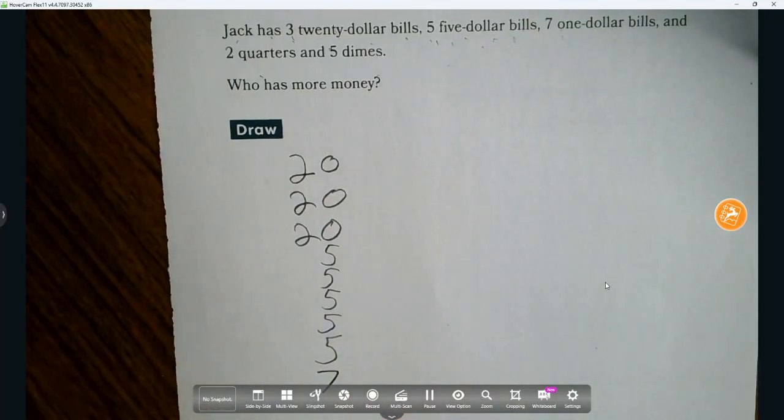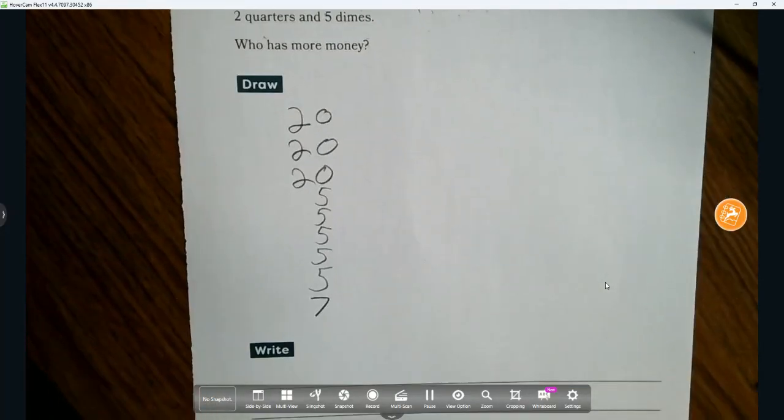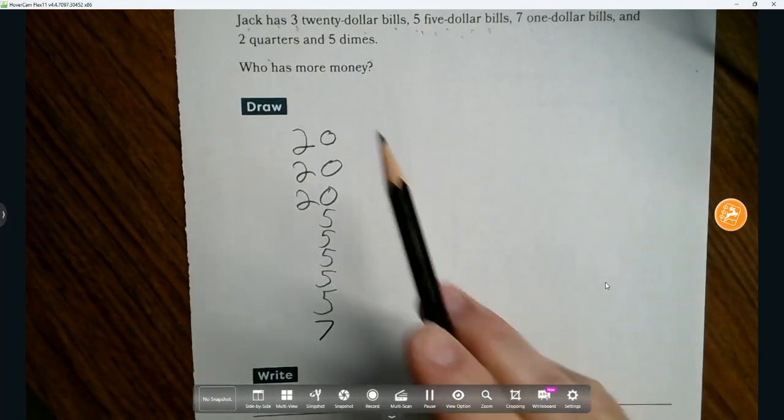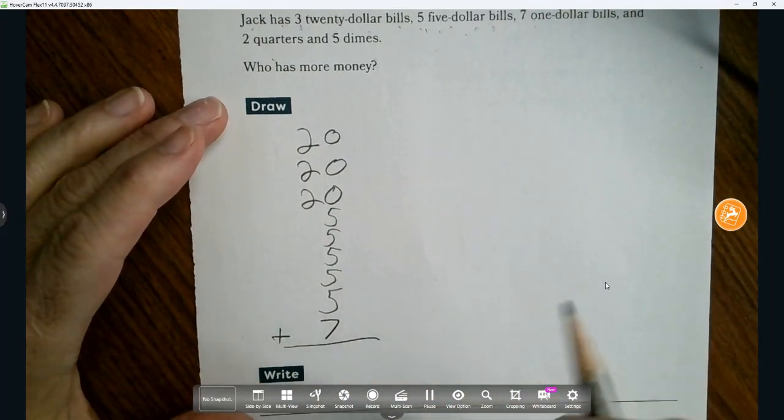I'm going to have to zoom out a little bit for this one. This one's getting a little long on us. So, and after that, we have 2 quarters and 5 dimes. But let's find out our money first. This is our cash, right? This is the paper money that we get.